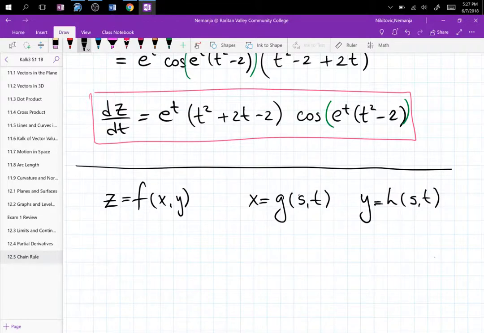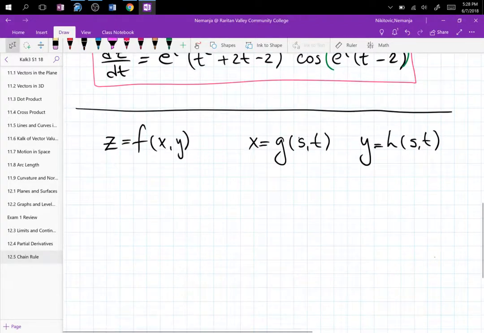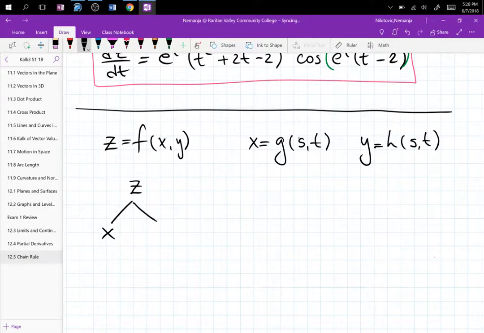What do we do? We create the tree so that we can create the formula. Let's work on the tree. We are starting at z, and as you can see, z branches into x and y. And now you get an x and a y, and they do what? Branch into s and t, each one of them. So x branches into s and t, and y branches into s and t. Perfect. What's next?